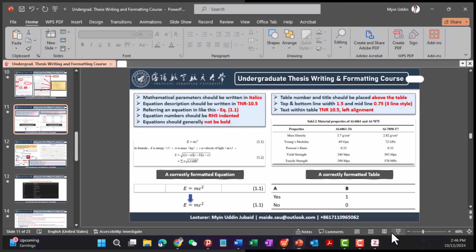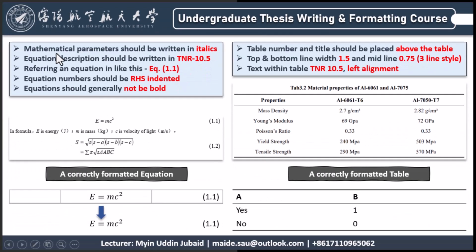If you look at the slide, it has some regulations to follow. Mathematical parameters should be in italics, so all the equations should be in italic, and the font should be Times New Roman 10.5. If you refer to an equation in the text, you have to use an equation reference like "equation 1.1" and add a full stop. The equation number should be on the right-hand side, and the equation should generally not be bold; it should be just like normal text.